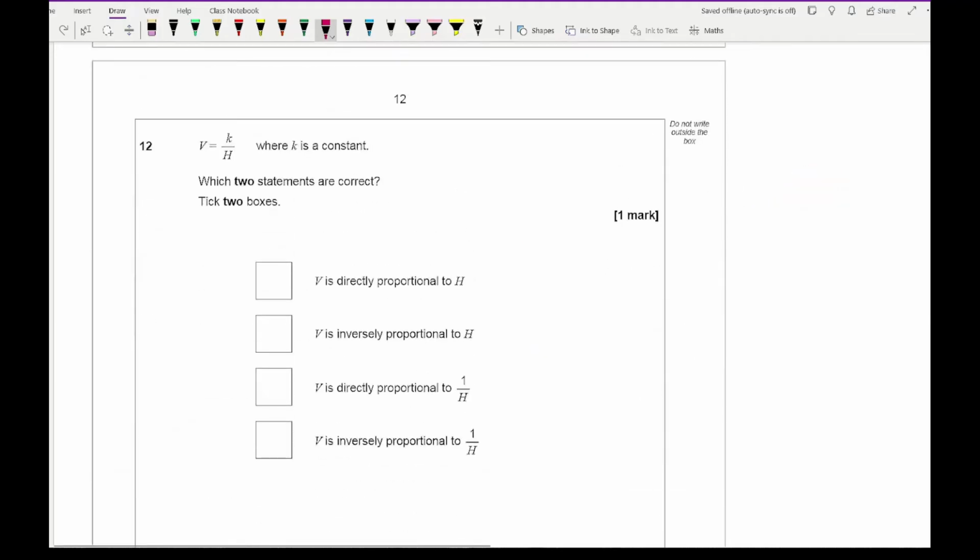Now looking at question 12, it says that V is equal to K over H, where K is a constant. Which of these statements are correct? Now for this, it's going to be inverse. V is inversely proportional to H, so it's going to be the second one, and V is directly proportional to 1 over H, so it's the middle two options that we need to then go for.